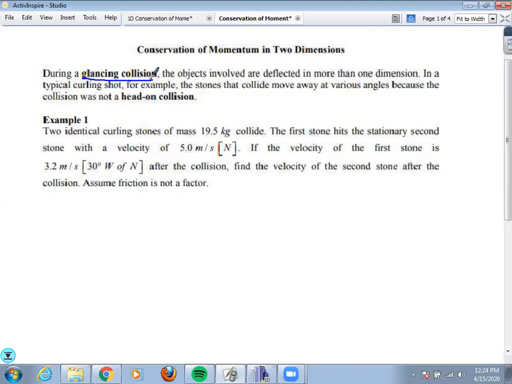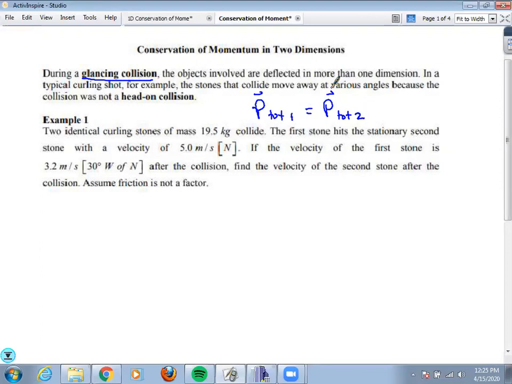So 2-dimensional conservation of momentum is the same as the first, and is premised on the fact that the total momentum before a collision equals the total momentum after the collision. So that is the same. That is the law of conservation of momentum.